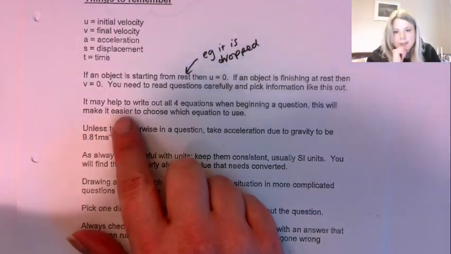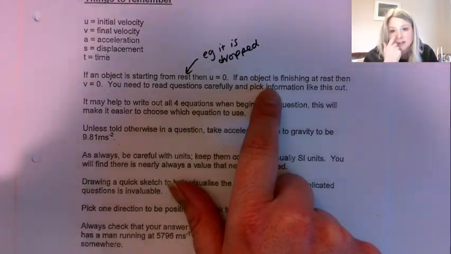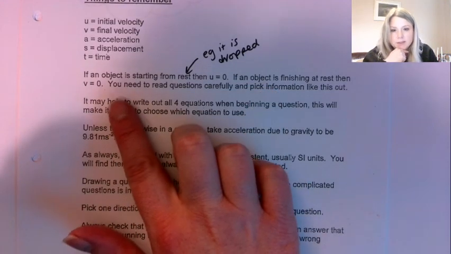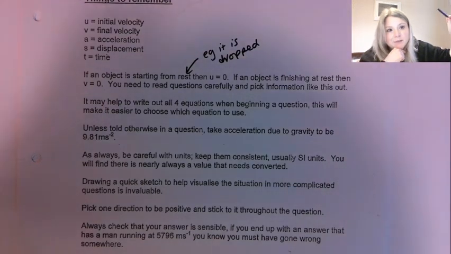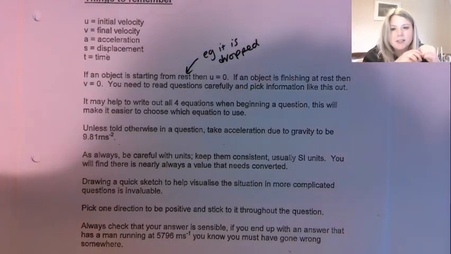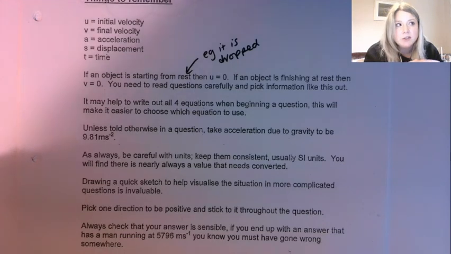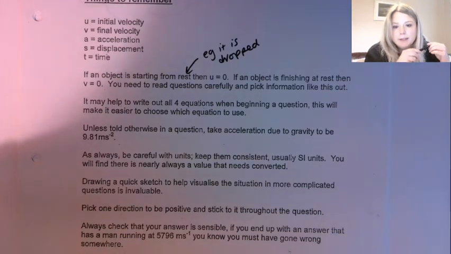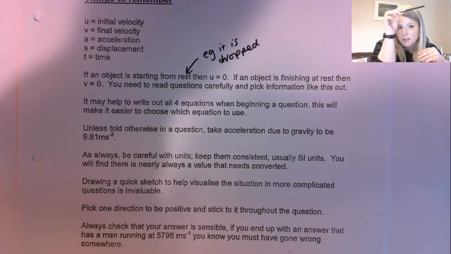Oh, I didn't even finish this. If an object is finishing at rest, then v is going to be 0. A sneaky one for that is something that is thrown up in the air: at the very, very top of its flight, its velocity is 0. It stops for a very brief second. That's what I meant when I said you can split journeys up into sections, because it gives you a little bit of extra information. Say I throw this pen up and then catch it again. If I only look at the first half of that journey up until the top, that gives me an extra piece of information because I know that final velocity up there is 0.